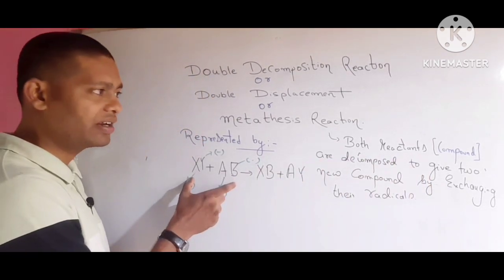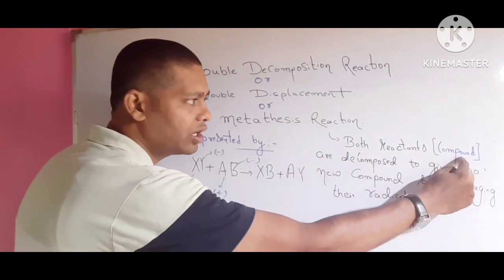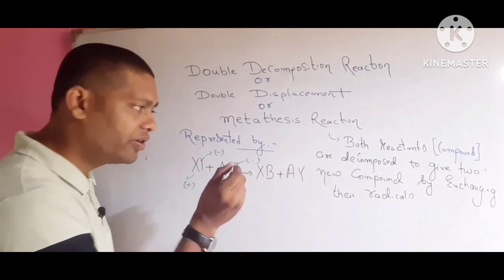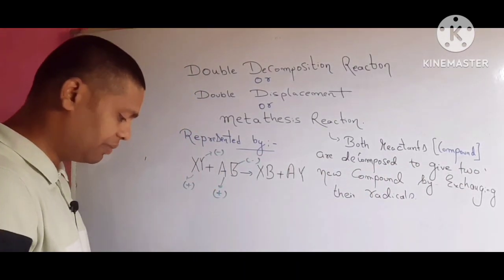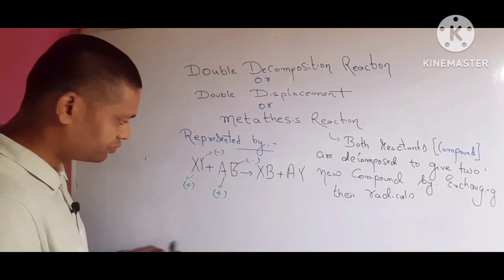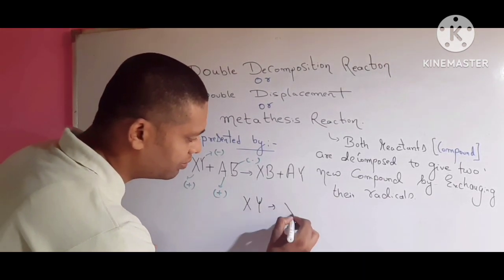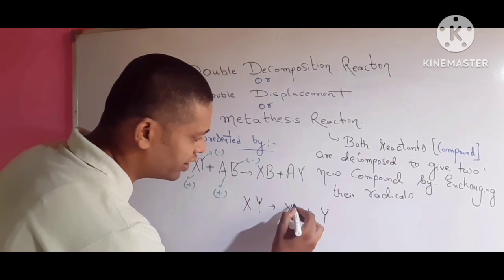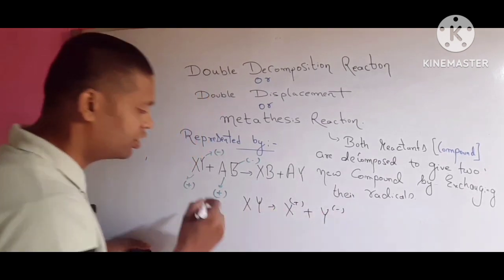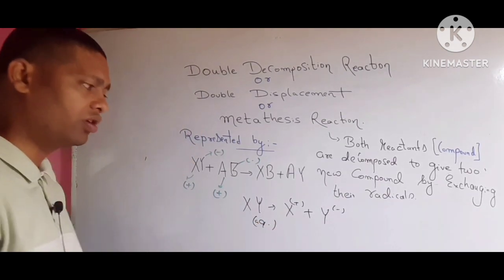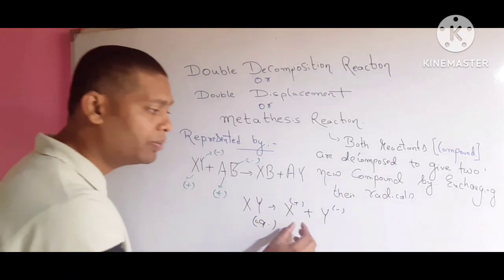So these are the reactants on the left hand side, which are in compound form. Decompose means they will break down. For example, XY is there. If it breaks down, what will it become? X plus Y, so X is positive here, Y is negative. It will always be in aqueous solution. Aqueous is water. Why sir water? Because it will help them to decompose.